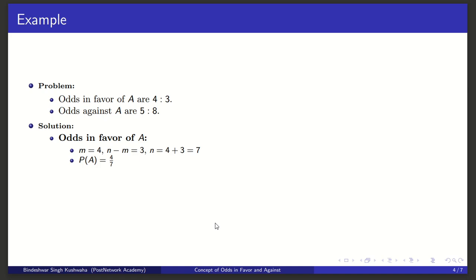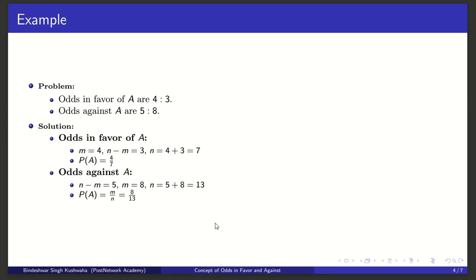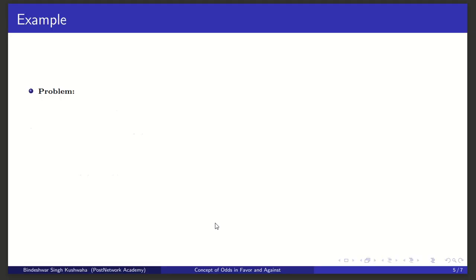So again the probability of event A would be 4 upon 7. For odds against A, see that here it is given 5 ratio 8. So the value of n would be 5 plus 8. Just add both, so you will get the sample size, 13, and the favorable cases you can see is 8. So the probability would be 8 upon 13.